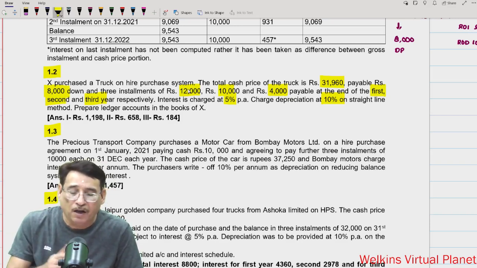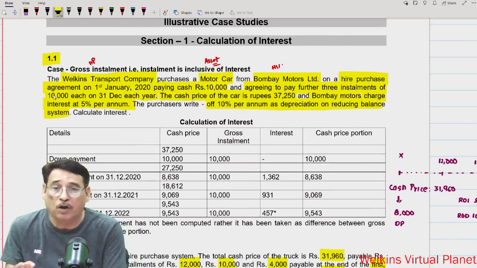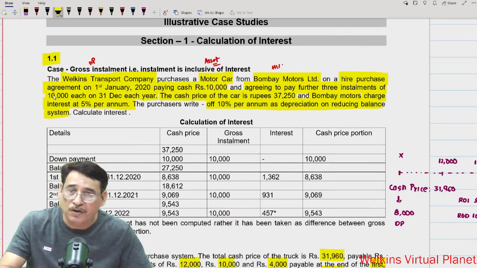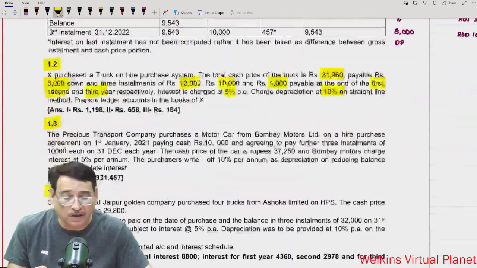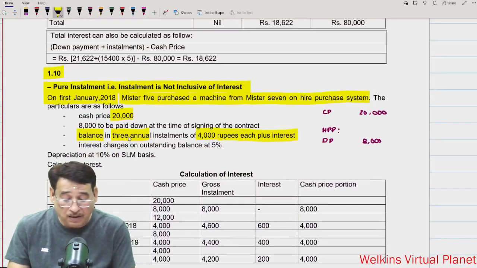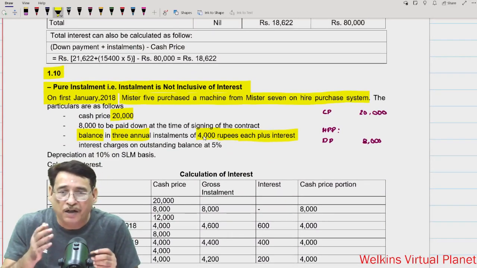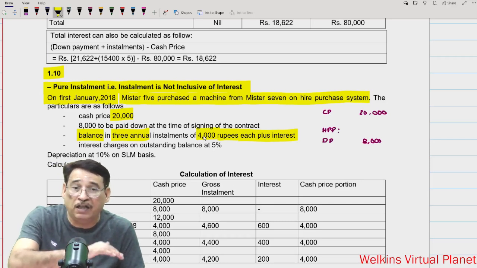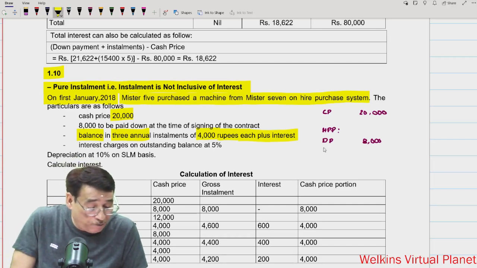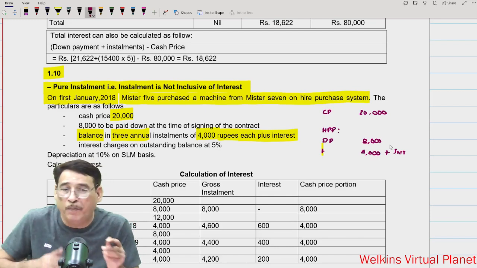Gross means this installment includes the interest element and the cash price portion element. For example, in question number one, which we did, it was written that 10,000 was the down payment and three installments of 10,000 each. So that is why these questions are related to the gross installment case. Now, in this case, it is written that the balance is in three annual installments of 4,000 each plus interest. That means our first installment is 4,000 plus interest.